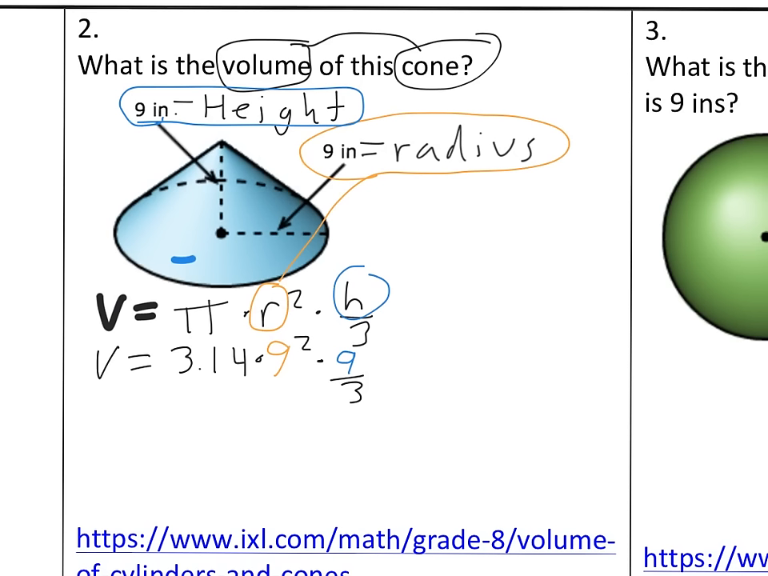So now we just have a longer problem to work out. But it's good. So we got volume equals, and our next step is to get rid of the exponent. Order of operations is PEMDAS. No parentheses anywhere, but exponents do exist. So that's 9 times 9. So we got 3.14 times 81, because that's 9 times 9.